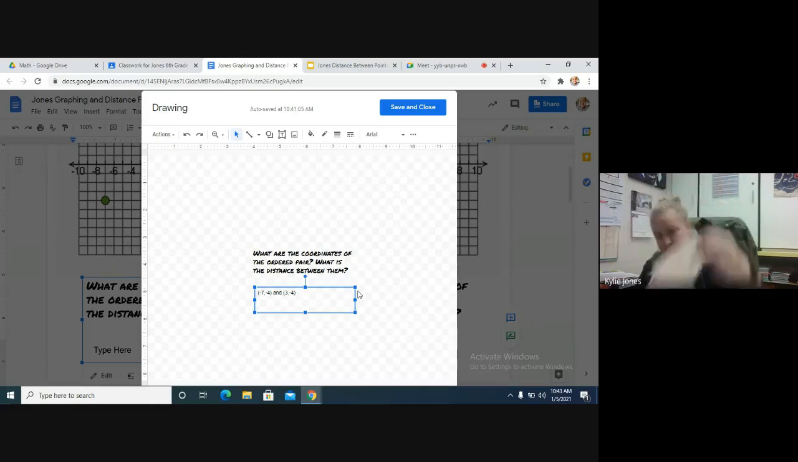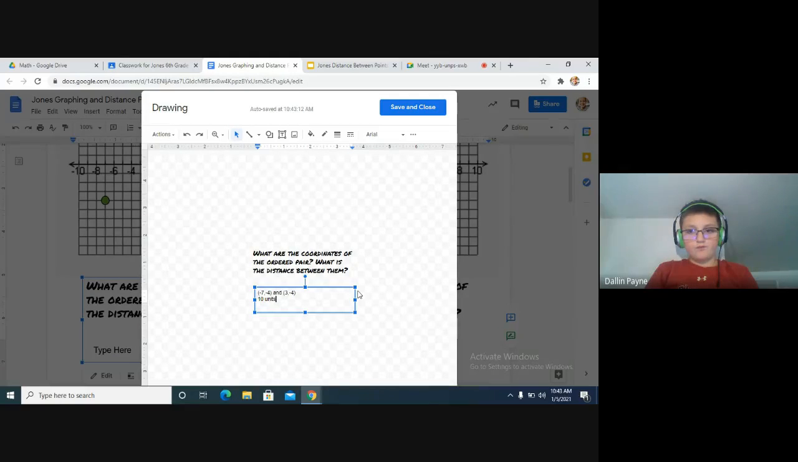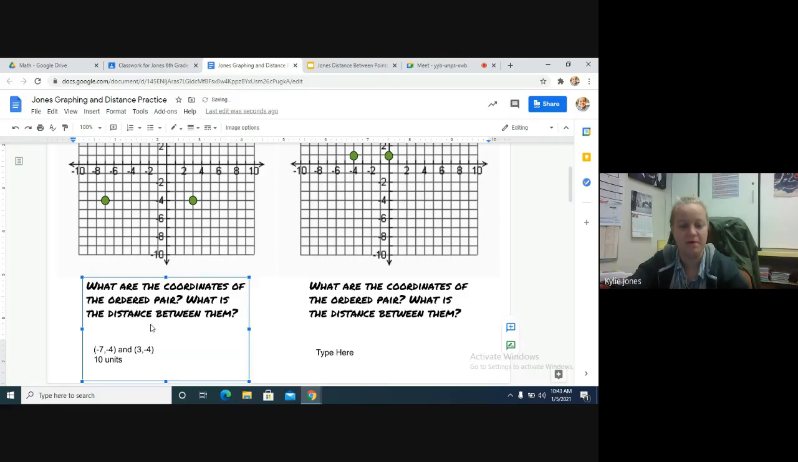Okay, so let's type that out before we close our text box. So we have 10. Are we typing the answer? Yeah, so we need to have the two ordered pairs and the answer, the distance. So what I have on the screen can be what you write down as well. And then do we hit save and close? Yes, in order to save it, you just hit save and close, and it'll save your work. All right, so I'm going to do that. And then it should be there on the bottom for you.